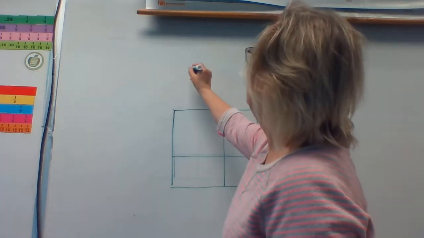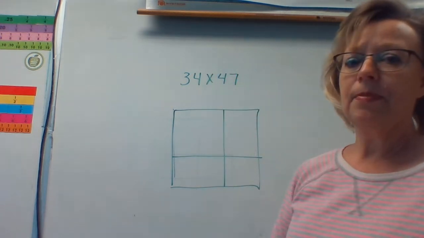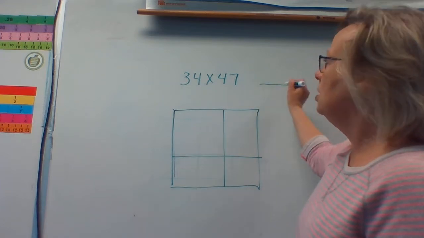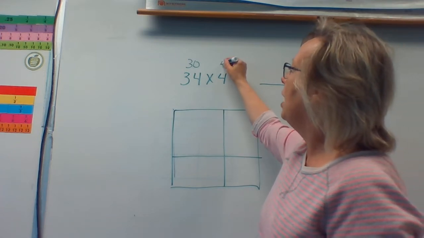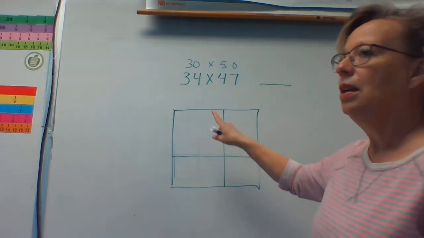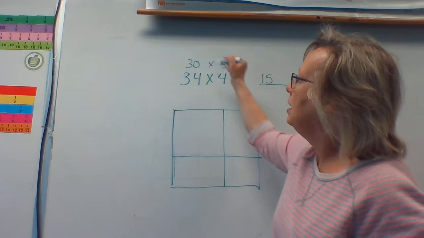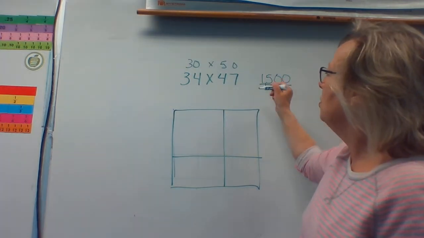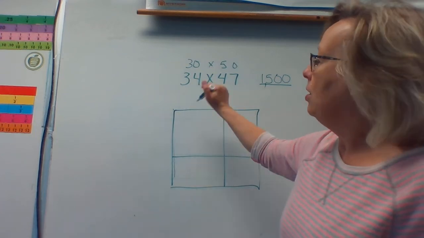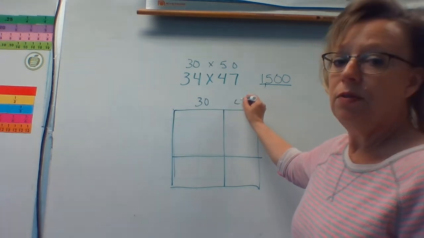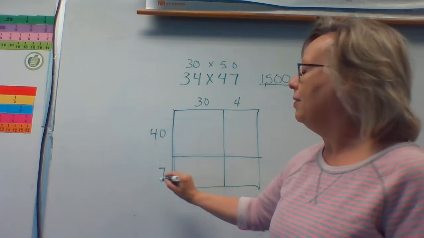Let's do 34 times 47. Okay, so I'm thinking for an estimate first. 34 rounds to 30. 47 would round to 50. 3 times 5 is 15. I have 2 zeros that I'm working with. My answer should be around 1,500. I'm going to break my 34 apart, 30 and 4. I'm going to break the 47 apart as 40 and 7.